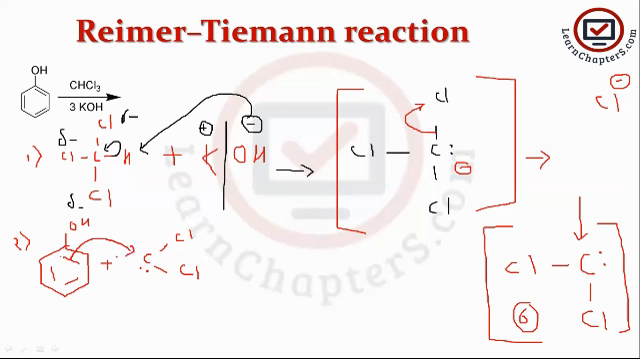Why benzene ring? Because it's electron rich. And why on carbon? Because it's electron deficient. So an electron rich species obviously should attack on an electron deficient species. So the further reaction should be like this. It forms a benzene ring.